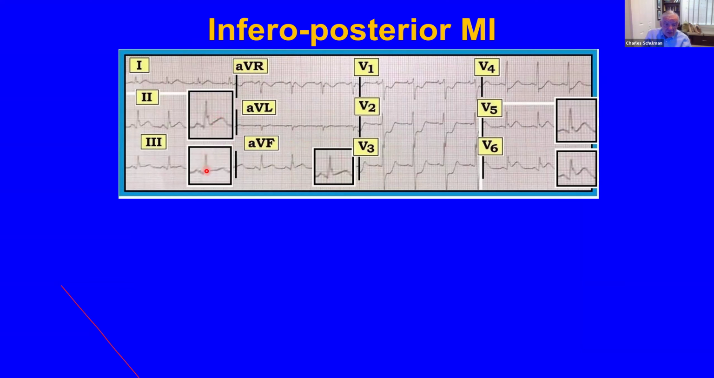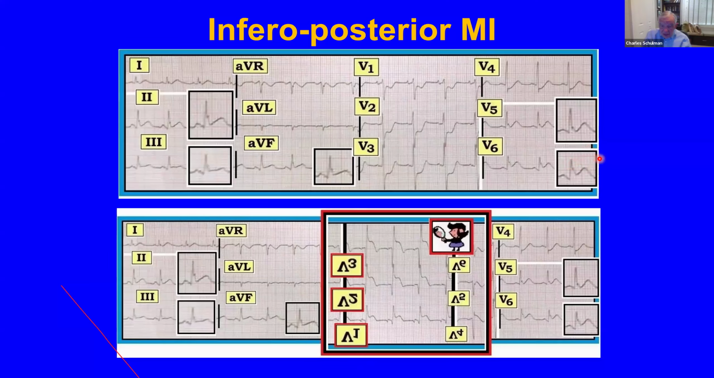Now here is inferior infarction. Here's ST elevation in 2, 3, and AVF, and also V5 and V6. But there are these very deep ST depressions in V1 through V3. This represents ischemia in the posterior portion of the ventricle, and it can be appreciated if you hold up a mirror and look at these changes as mirror images, and it looks like there's ST elevation, doesn't there?